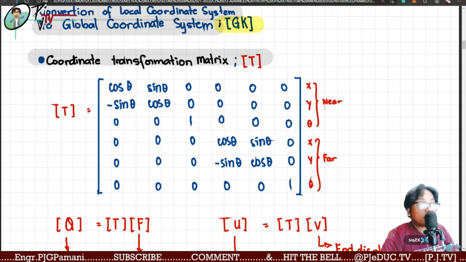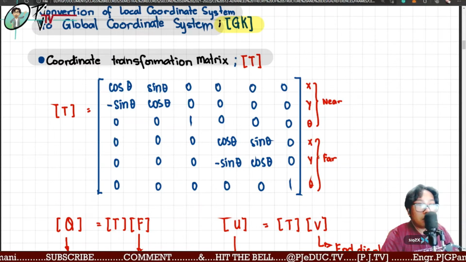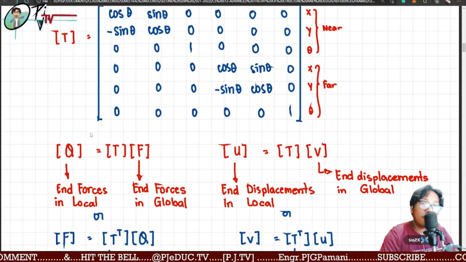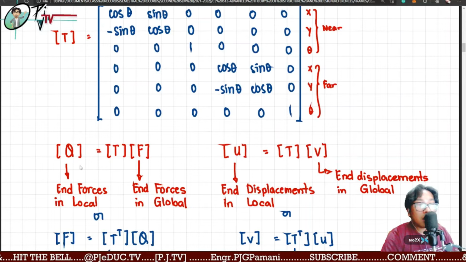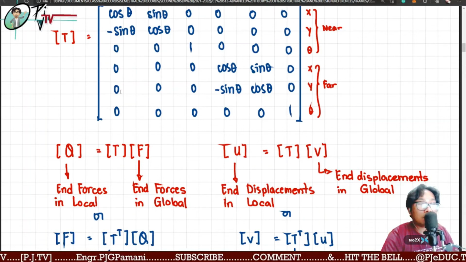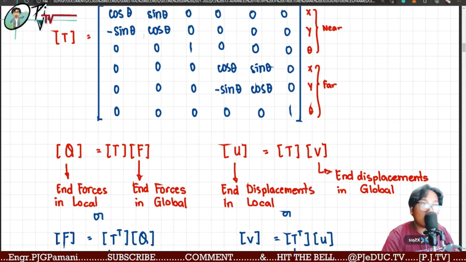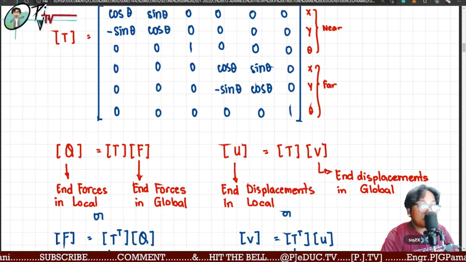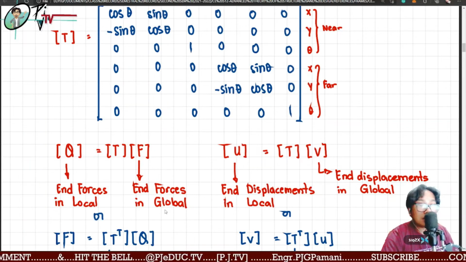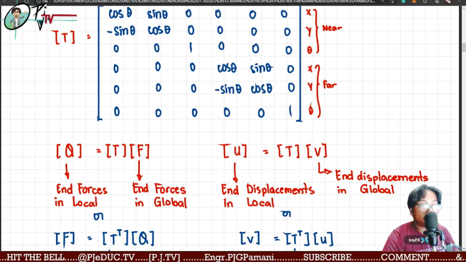Then follow your numbering, near and far node. But we'll not be needing that later on. So computing for the end forces in local coordinate system, that is simply equal to the transformation matrix of a member times the end forces identified on the member on its global coordinate system.